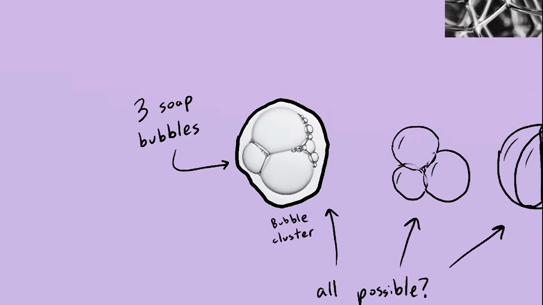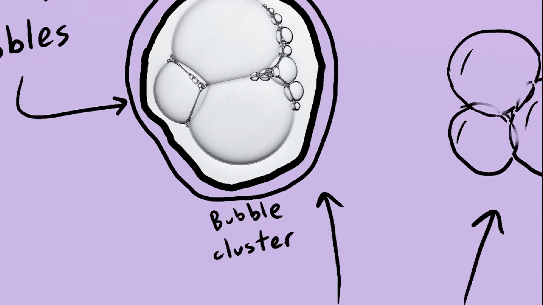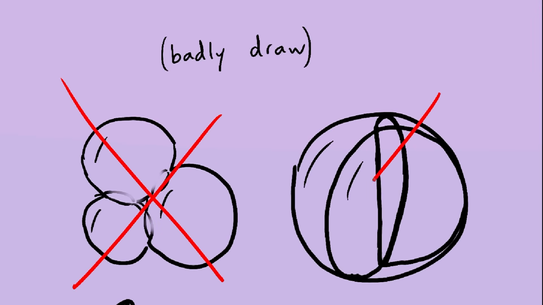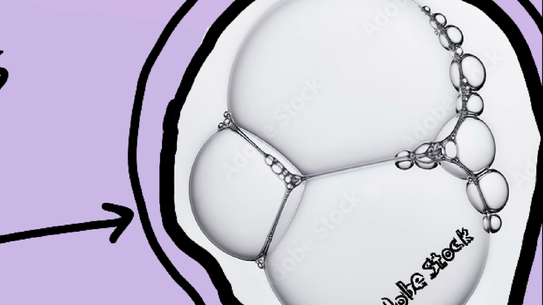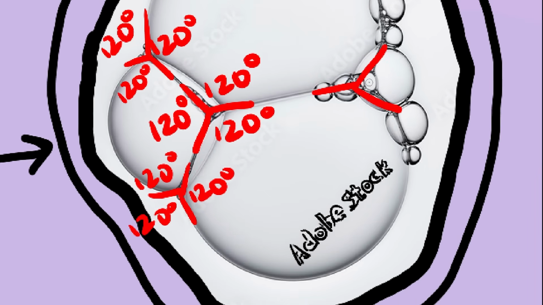You can probably tell the answer is the first configuration, because 1, it looks the most natural, and 2, there's actually a photo of it online. I had to draw these 2 because, well, they don't exist. Anyhow, this is the only optimal configuration for 3 bubbles, because no matter what size the bubbles are, each one gets 120 degrees of space, and all these other angles are 120 degrees as well.